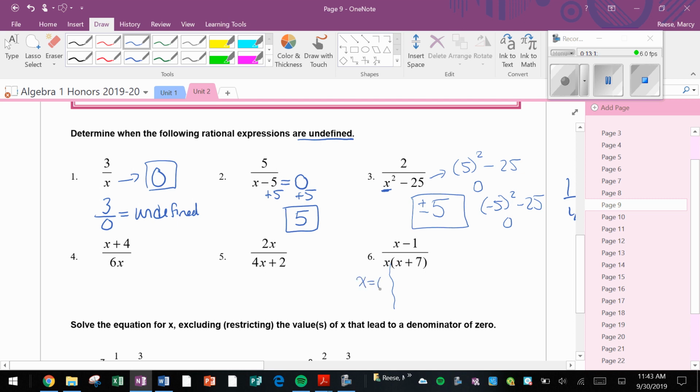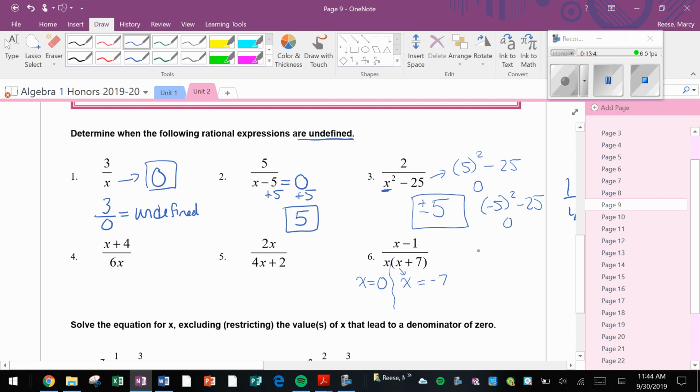So x could be, if x was 0 here, it would make the whole denominator equal 0. Or what's this x value going to have to be in order for the inside to be 0? So basically x plus 7, what would I need to put in for x for the inside of the parentheses to be 0? Hopefully you figured that out. That would be negative 7. Now how is it that there's 2 answers?